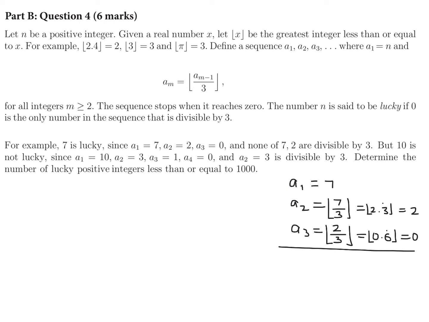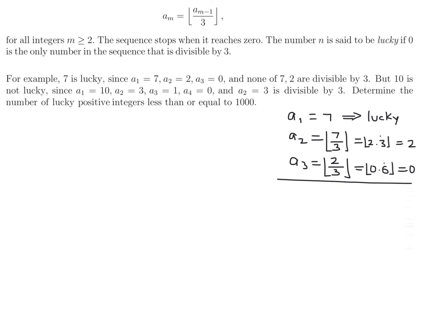7 is not divisible by 3. 2 is not divisible by 3. So therefore, the number 7 is lucky. Okay. All right. So let's do one more, let's just use their next example, a1 being 10. a1 this time is 10. So a2, you take 10 divided by 3, and then you take the bracket. So that's what? 10 divided by 3 is like 3.3.